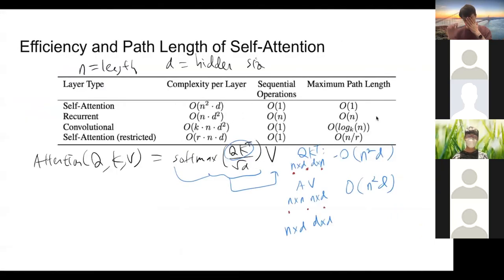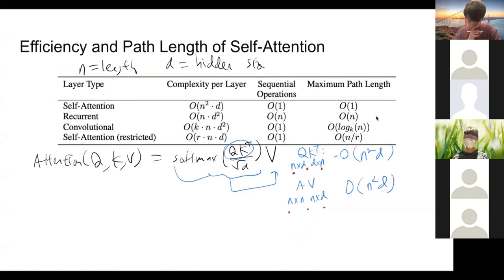Okay, so I think I'll have to double check this, because actually if you multiply N by D and D by D, then it will be N D squared. And I think this table was referring to just the attention part without the feed forward part. So I'll come back to it later, but let's not talk about the feed forward for now. What's really important is the attention at this point. So you now agree that at least the attention part up to now is N squared D, right?